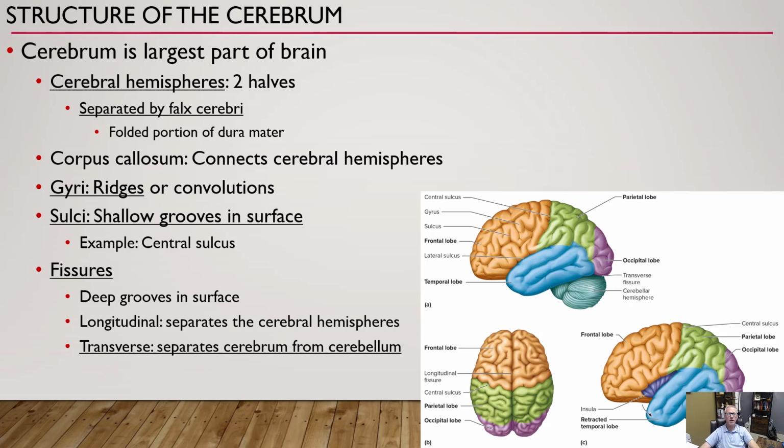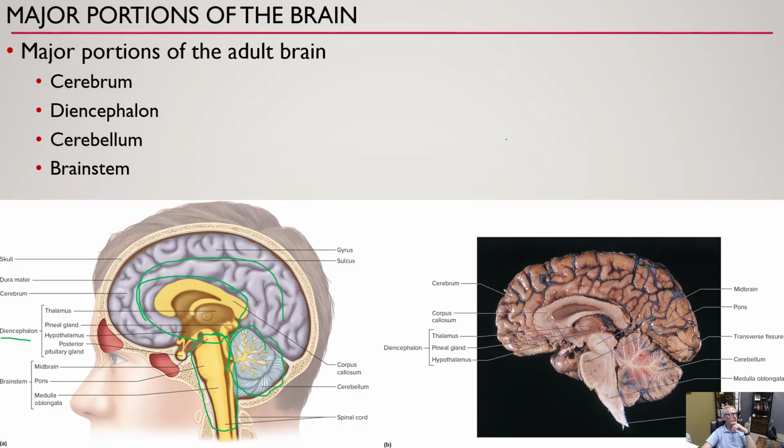All right, we also have this structure called the corpus callosum. That connects the cerebral hemispheres. Right here, corpus callosum. So that's this structure right here. A lot of your neural pathways will go through the corpus callosum to connect that left and right hemisphere of the brain.